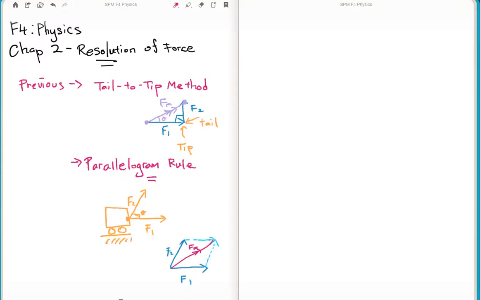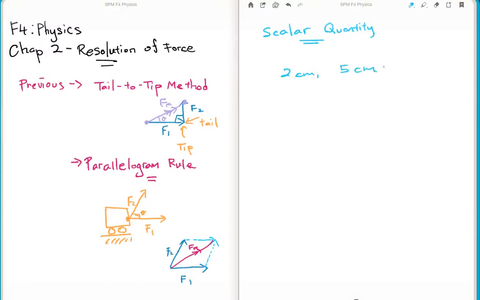I'm not going to dive into it, but what you need to know is about the perception of the maximum and minimum, for a vector or a scalar. Let's say for a scalar quantity, you have two values. You have 2 centimeter, a length, and 5 centimeter. What's the maximum and minimum you can get? The maximum you will get will be 5 plus 2, which is 7 cm.